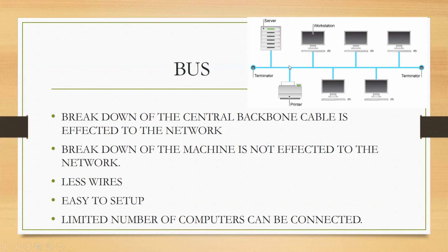If you have any question, please raise your hand and I will reply. Now, a breakdown of the central backbone cable affects the network. You can see when it breaks down from here, what will happen? That part breaks down. If the router is connected on this side, this part is broken. Therefore we can say it affects the network, but not the entire network.